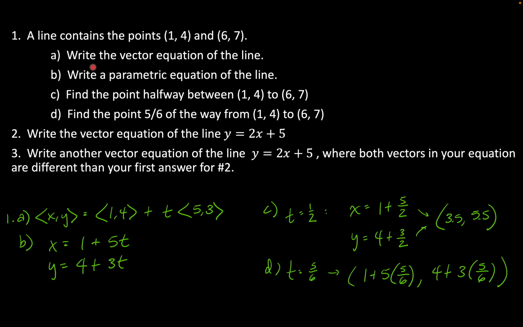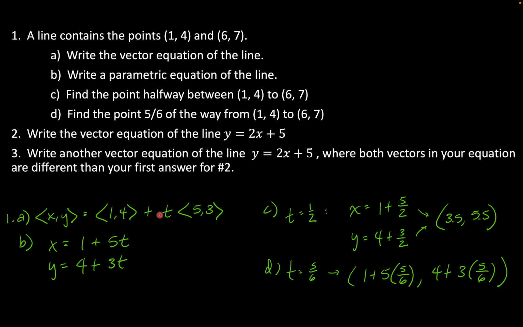So question 1 asked you about the line that contains the points (1, 4) and (6, 7). So part A, we are going to write a vector equation of that line. The way we are going to do it, a vector equation has vector (x, y) on one side, and on the other side, as my initial vector, I can use any vector from the origin to a point on that line, such as (1, 4) itself. And then the direction of the line is represented by the directional vector going from (1, 4) to (6, 7). So that's vector (5, 3) multiplied by the parameter t.